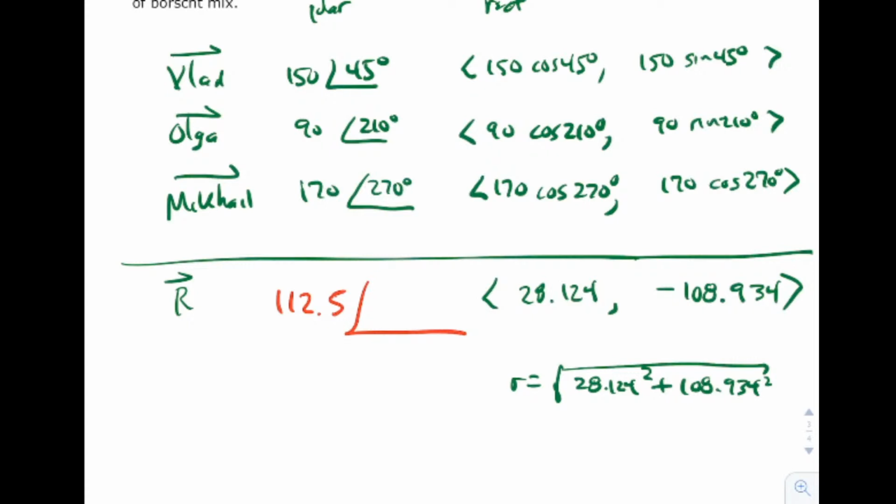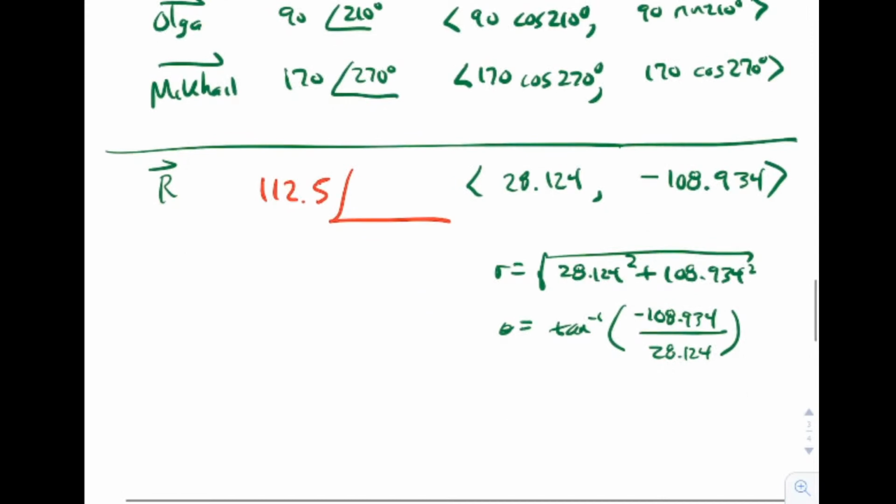Now to get the theta, I would have to go like this. Y over x, right? So you take the negative 108.934 over the positive 28.124. And this is telling me, let's see now, shift, tangent, negative 108.934, divided by 28.124. My calculator is telling me theta is negative 75.5 degrees.